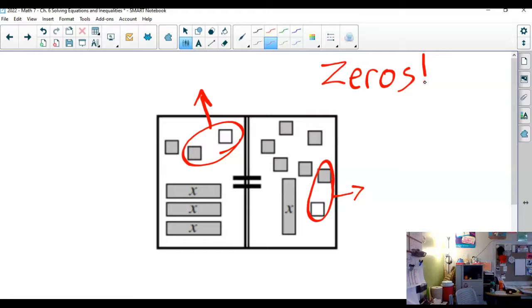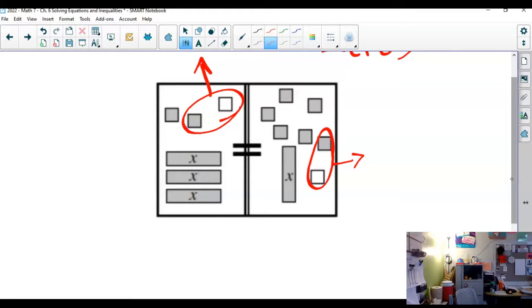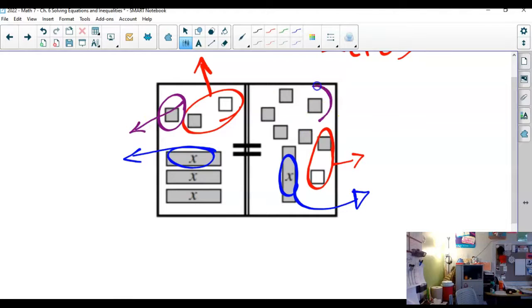Carmen, what else can I do? Yeah, I can take away an x from both sides. And then, John, what else can I do? Or am I out of things I can do? We could take a 1, like a positive 1 off each side.